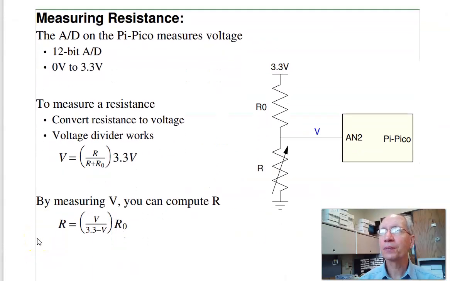So starting out, for analog sensors, with the Pi Pico, you can measure voltage directly. That's the analog input on the Pi Pico. If I use a voltage divider, I can measure resistance. And here the idea is if I have a known resistor R0, with a voltage divider, the voltage is R over R plus R0 times 3.3. Solving backwards, if I know the voltage, I can calculate the resistance. That's basically how ohm meters work.